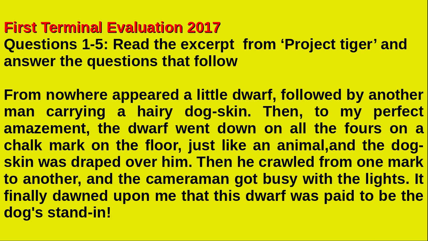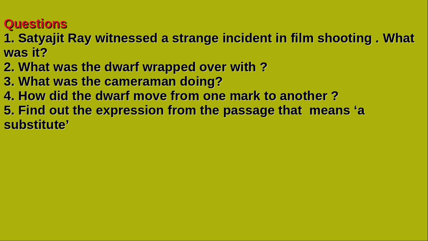Idea, minute thing should be there in your mind. Okay, clear? Now let us see the questions. Satyatra witnessed a strange incident in film shooting. What was it? Try to do it yourself. It is there in that passage, but you have to write in your own language. What was the dwarf draped over with? The exact answer is there. It is a factual question, you have to simply pick it and write it, right?